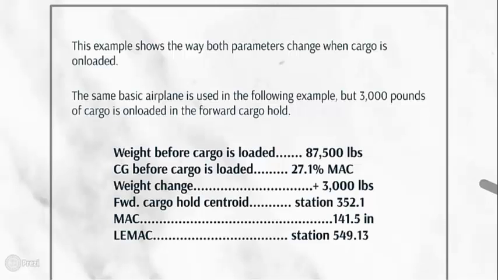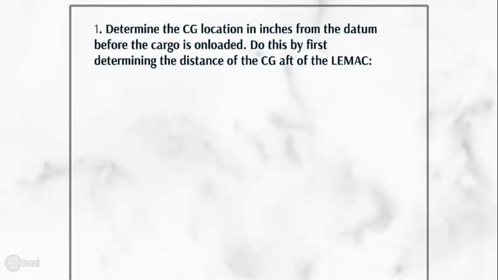Weight change, positive 3,000 pounds. Forward cargo hold centroid is in station 352.1. MAC is 141.5 inches. LEMAC is in station 549.13. First, determine the CG location in inches from the datum before the cargo is loaded.